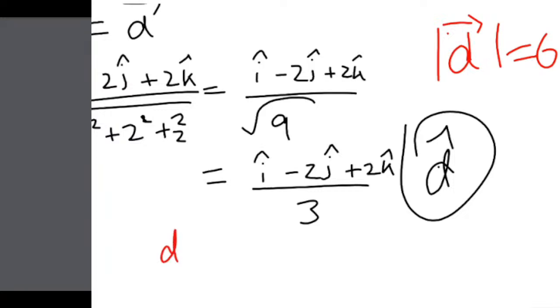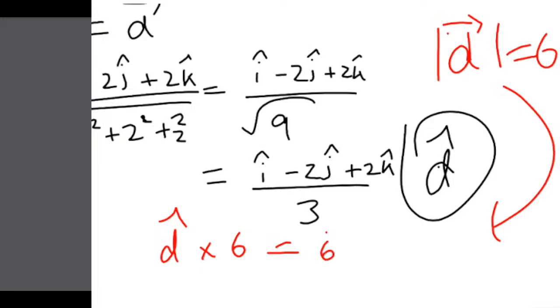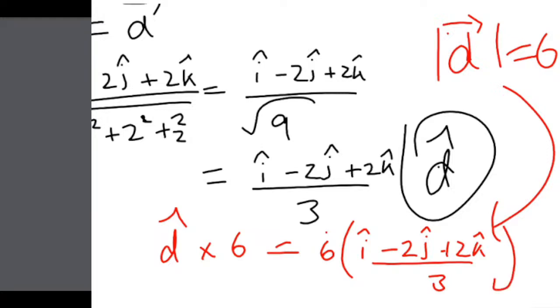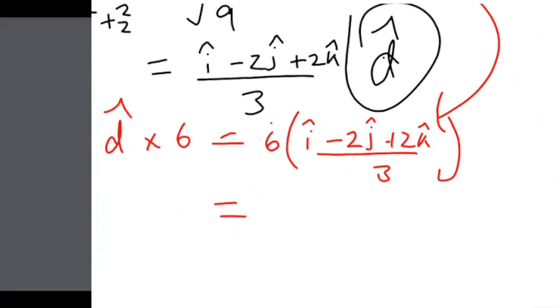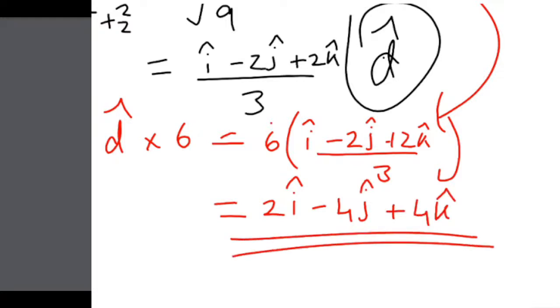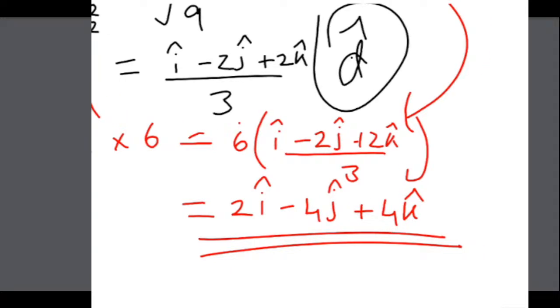So what we do is d cap into a scalar 6 gives the required vector. So what is that? 6 into i cap minus 2j cap plus 2k cap divided by 3. Okay, so what is this? 3 can cancel out. Okay, so 2i cap minus 4j cap plus 4k cap. So this is the required vector. Okay, so this is the answer for the second question.